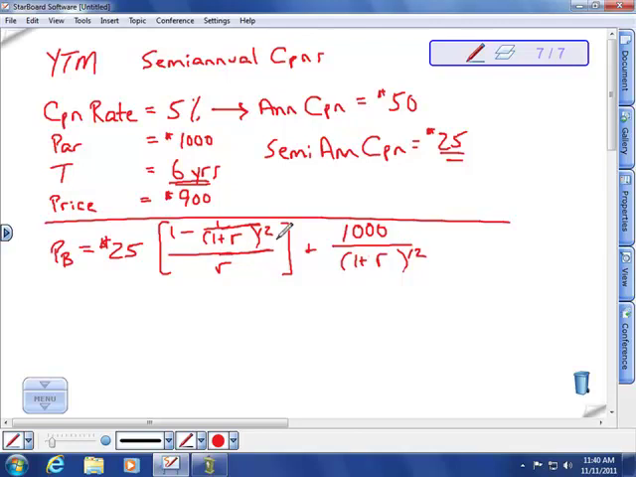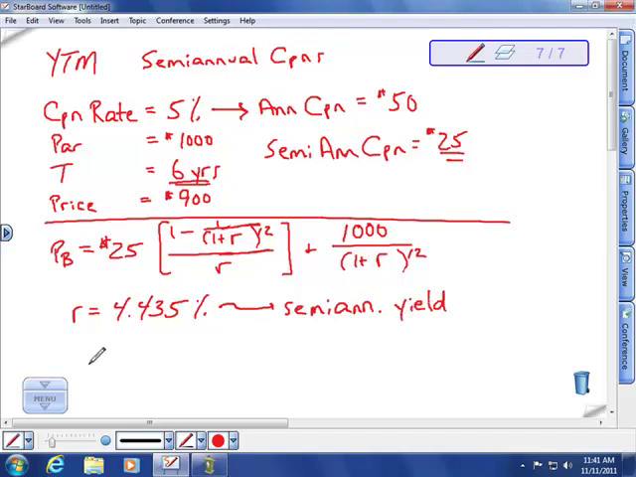And again, we can't algebraically solve for our rate. We have to use trial and error process. But when we do use that trial and error process, just as if we were finding the yield to maturity for a bond that pays annual coupons, we can find that that rate is going to be equal to 4.435%. And that right there is our semi-annual yield.